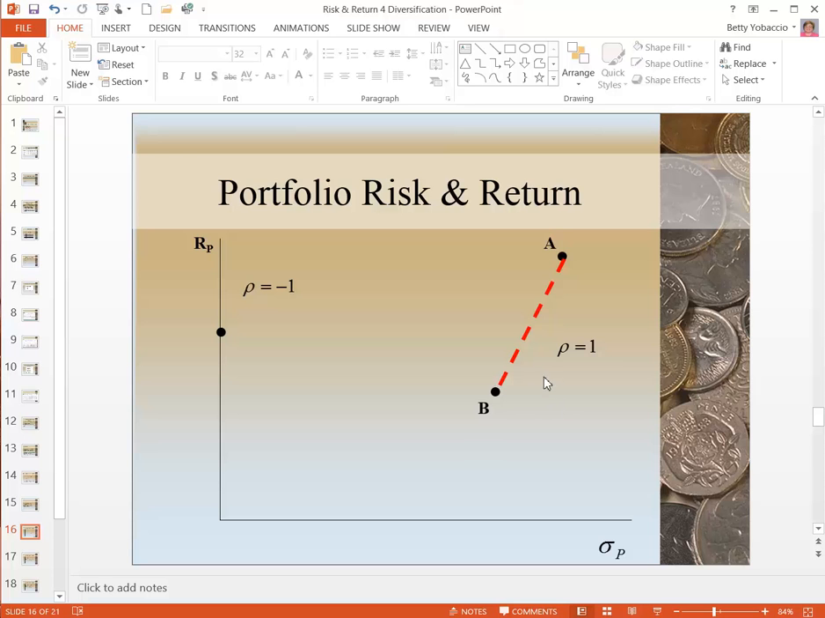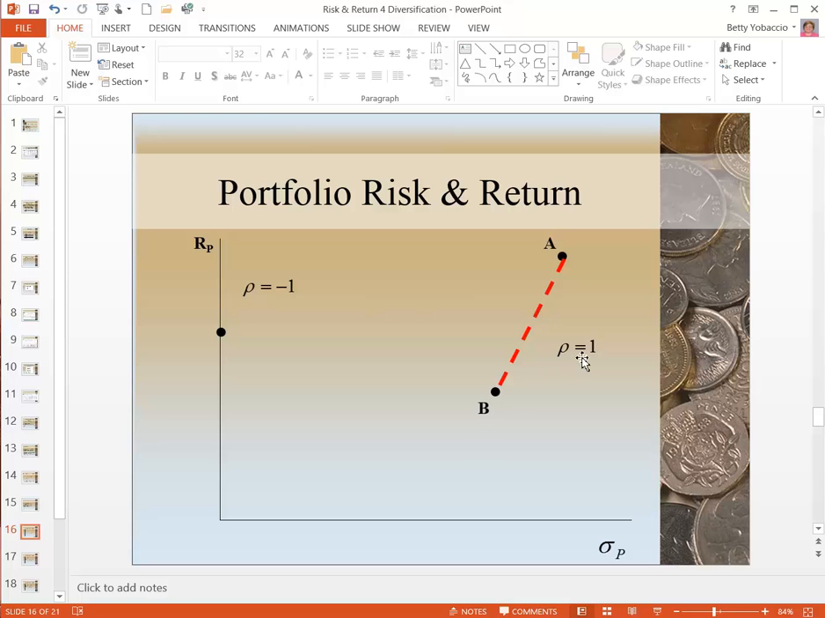But there's nothing to stop us from varying away from 100% in B or 100% in A. We could have any combination. And so what I want you to think about is what happens to the return and standard deviation of the portfolio as a function of moving away from those proportions.